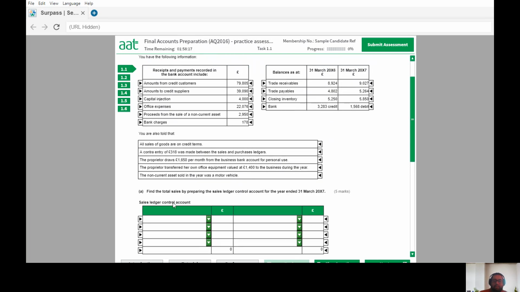So now let's start with this. Now, if you look at that here, the trade receivable had an opening balance of 8,924. So let's see this as balance brought down 8,924. Okay, and then also if you look at it, the amount from credit customers.